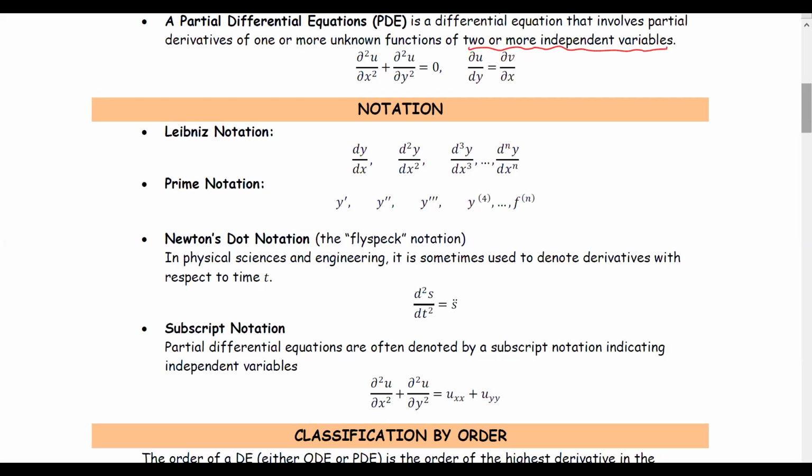The subscript notation is very useful for partial differential equations since the dependent variable depends on two or more variables. So it's good to have the subscript to represent which independent variable the derivative is with respect to.